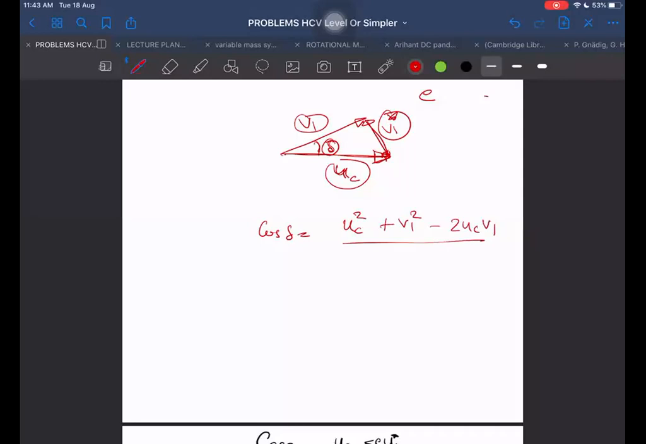minus 2 into UC into V1 upon... No, wait a second. What am I doing here? Minus V1 star square. Sorry, yes, right. Minus V1 star square. This divided by 2 into UC into V1.